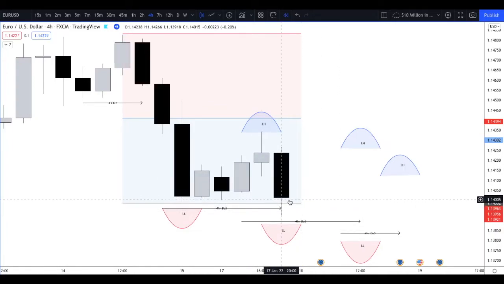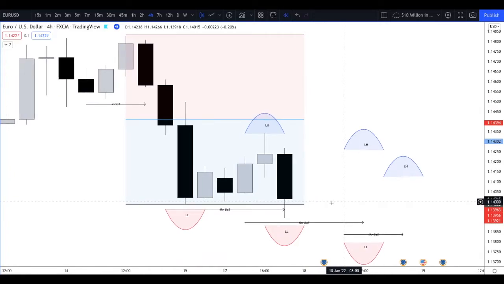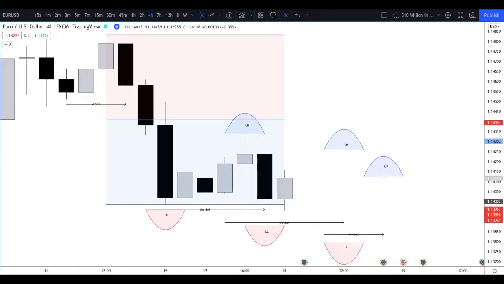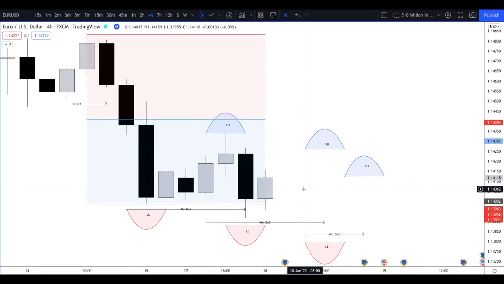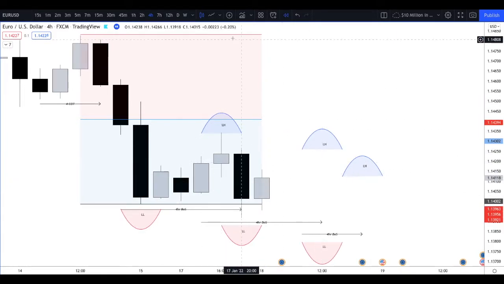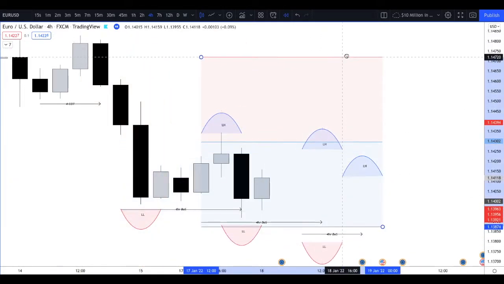So yes, we didn't break structure with the full body closure. However, I use wicks because I know they like to get mitigated on the lower time frame. All right, so remember that. All right, some people use the full body. I use wicks. Okay, so what can we do now? We've broken trend. Let's move this range right back down.